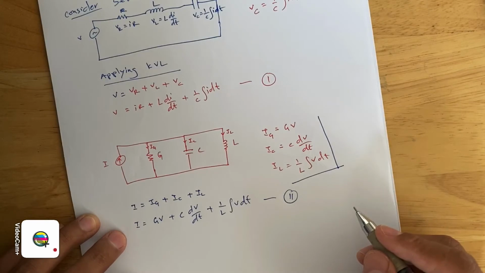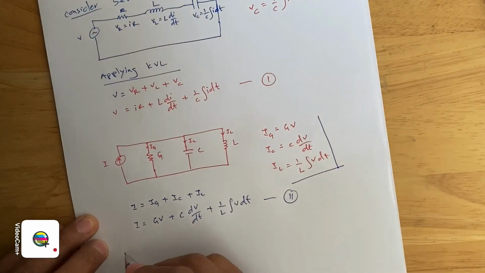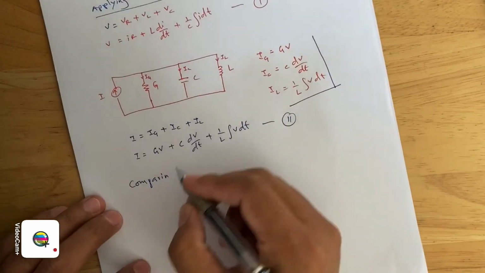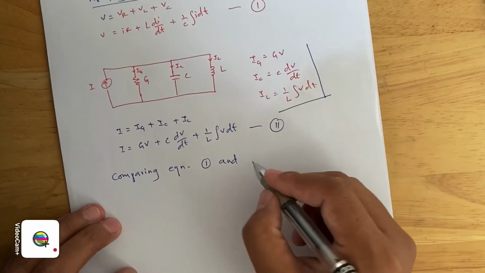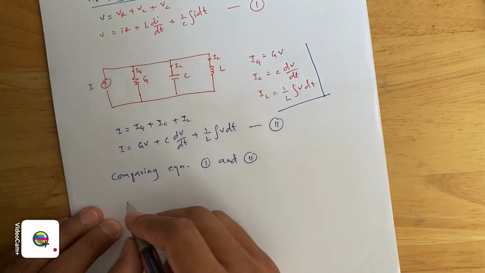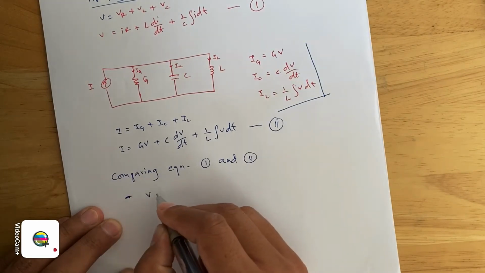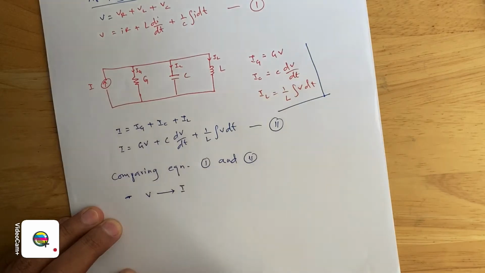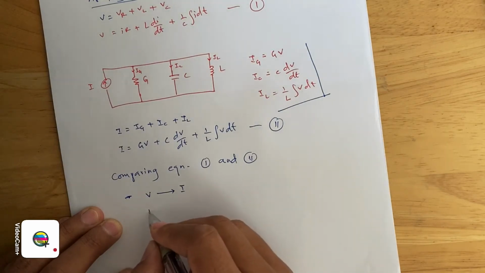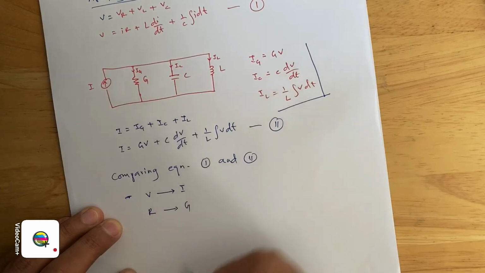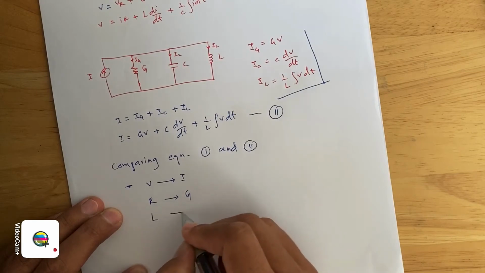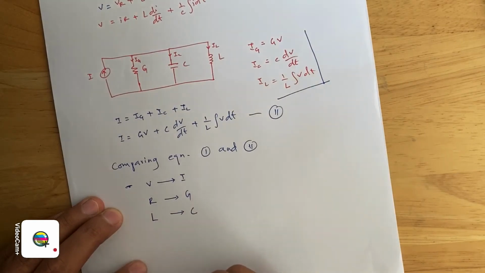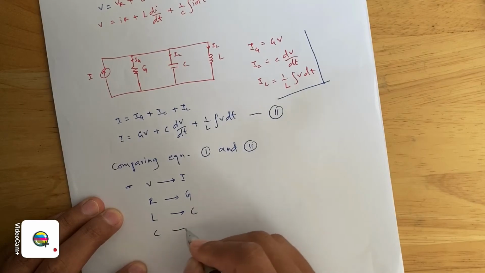Now comparing equation 1 and equation 2, we can say that in place of the voltage source V, we are replacing it with the current source I. In place of the R, we are replacing it with the conductance G. In place of the inductor L, we are replacing it with the capacitor, and in place of the capacitor, we are replacing it with the inductor.